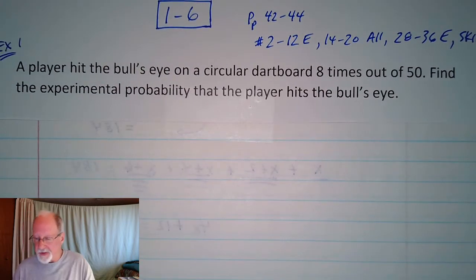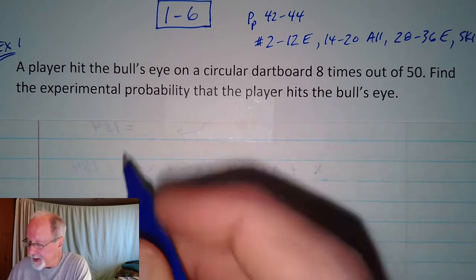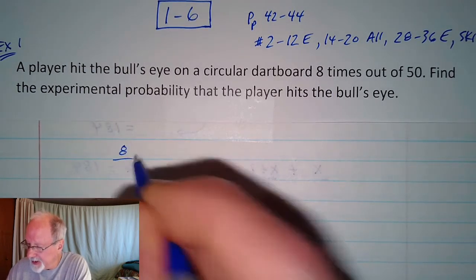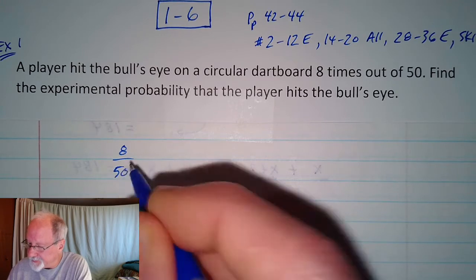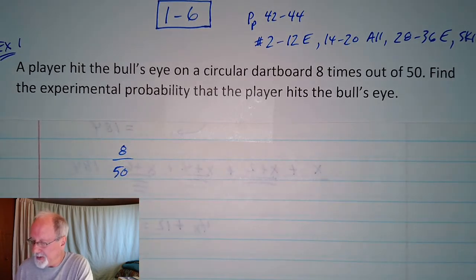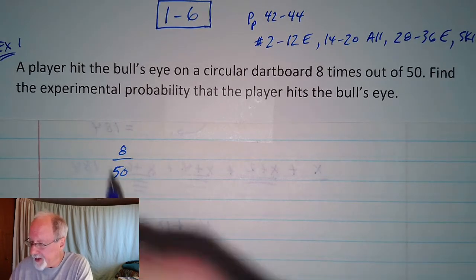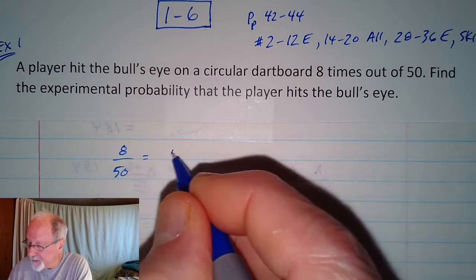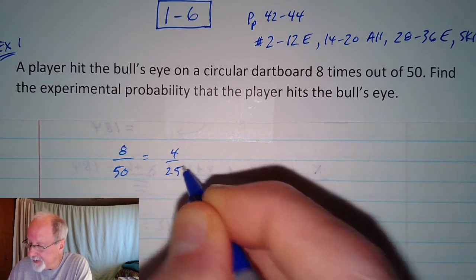So I'll read this for those of you that like to hear it. A player hit the bullseye on a circular dartboard 8 times out of 50. Find the experimental probability that the player hits the bullseye. So they've already done the experiment for us. They're saying they got 8 bullseyes out of 50 tries. So there is the fraction for that. And then we would simplify this. This would be 4 over 25.